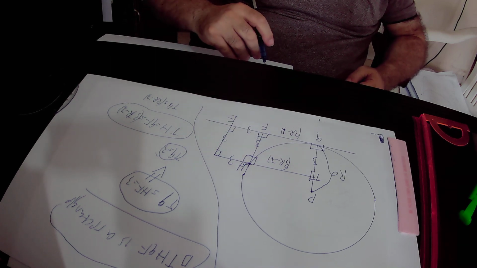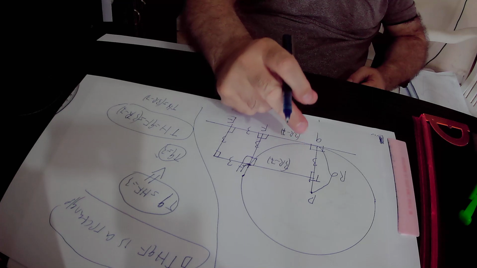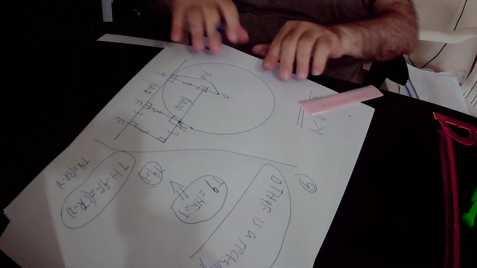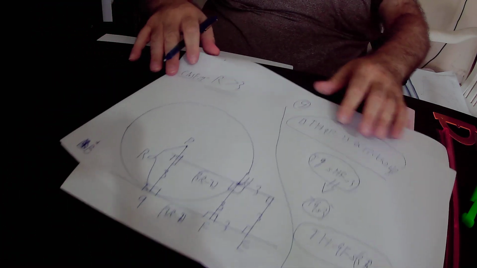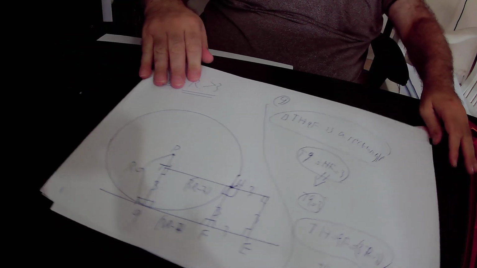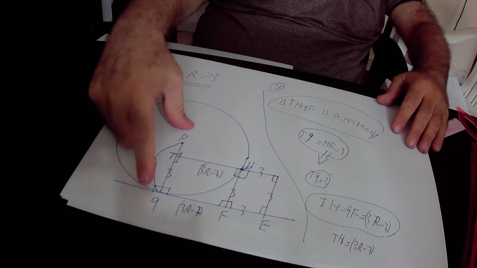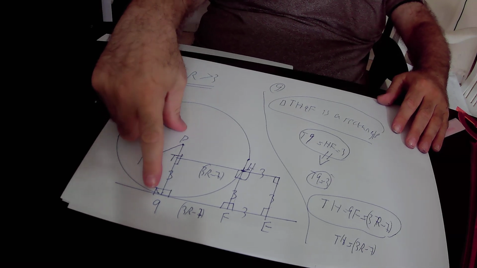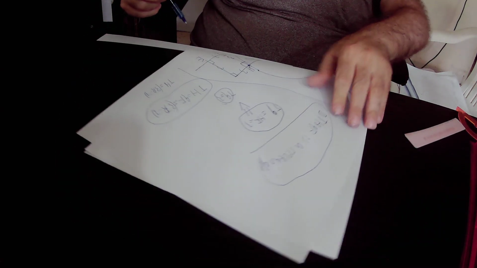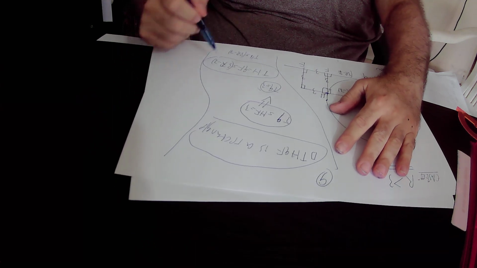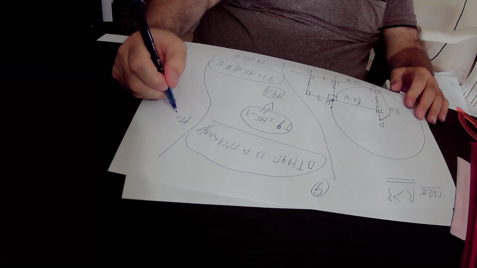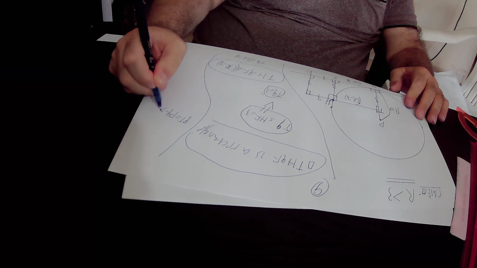What is the value of PT? It is very easy to see from the drawing that PT equals PQ minus TQ. Again, PT equals PQ minus TQ. Okay, so here I write it down: PT equals PQ minus TQ.